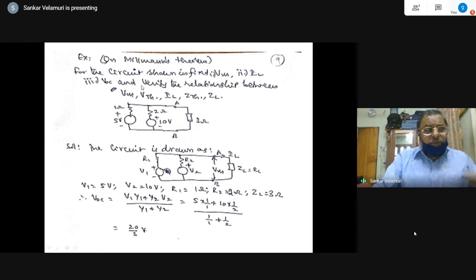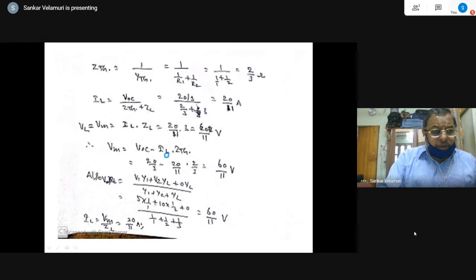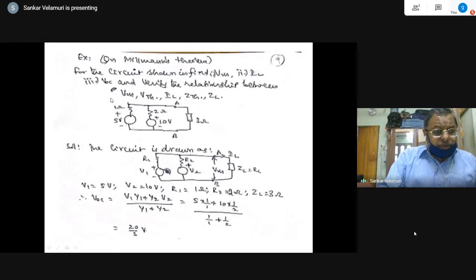So for the circuit shown in the figure, find VM, Millman's voltage, IL, the load current, and the open circuit voltage, and verify the relationship between VM, V Thevenin, IL, Z Thevenin, ZL. So I will explain this in several parts. For the circuit shown, find VM, IL, and VOC, and verify the relationship between VM, V Thevenin, IL, Z Thevenin, and ZL.